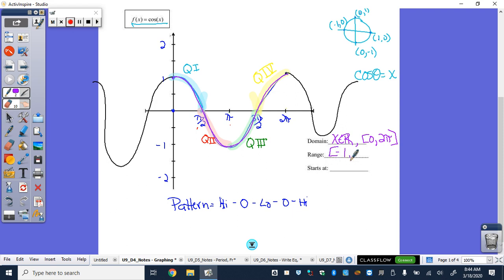Our range is -1 to 1. And then this graph started at 1, which was our high value. Started at 1. So that is our parent function for cosine. That is your basic cosine curve.